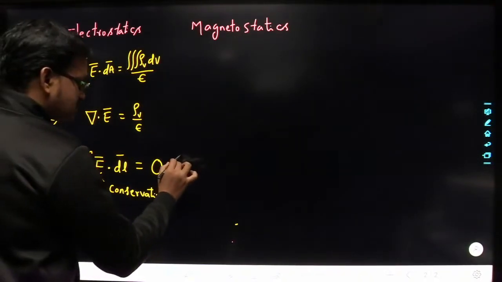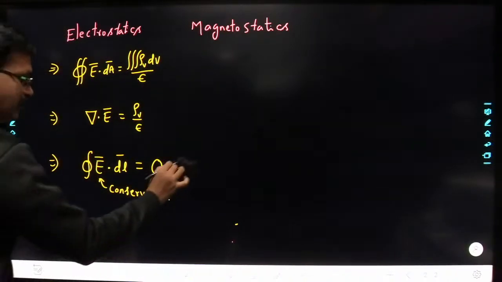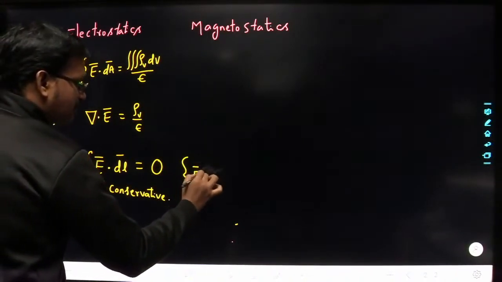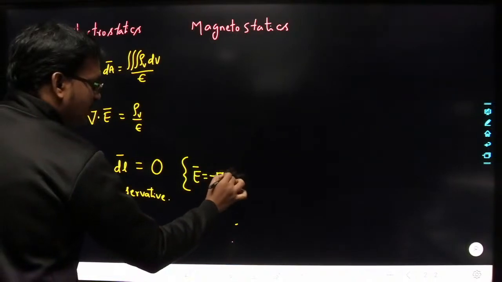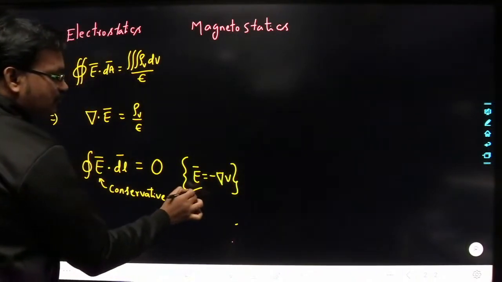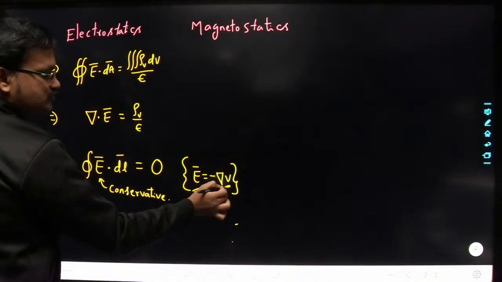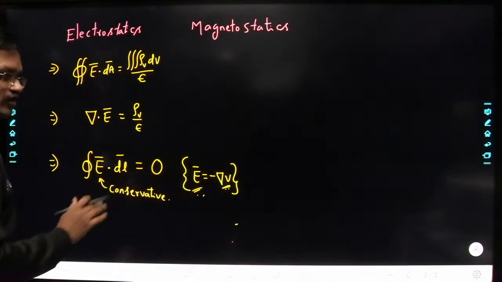And how have we represented the electric field here? The electric field can be represented as E is equal to minus gradient of V. Any conservative field can be represented as the gradient of some scalar field. All these things we have seen here, right?